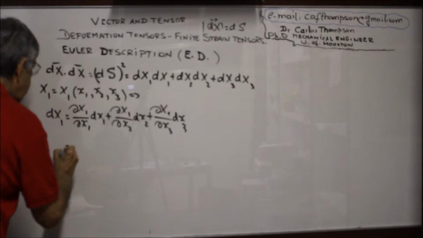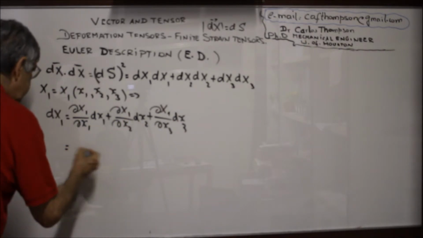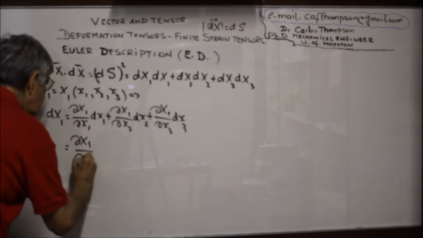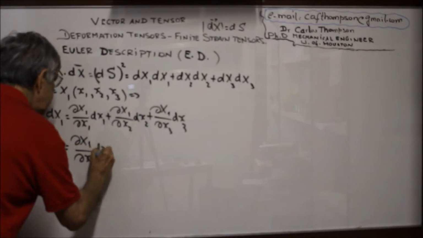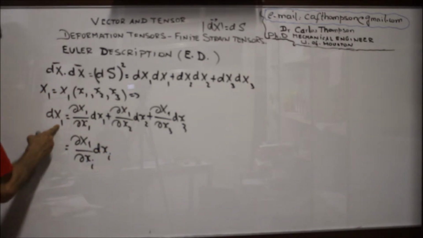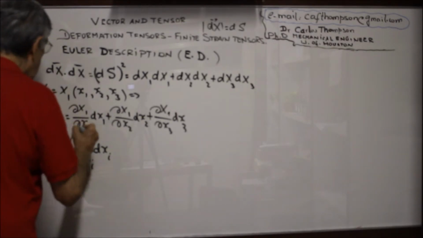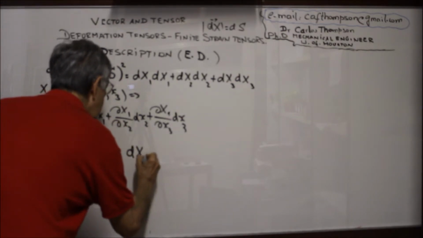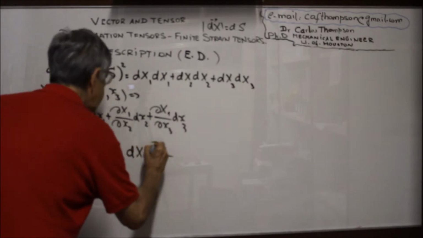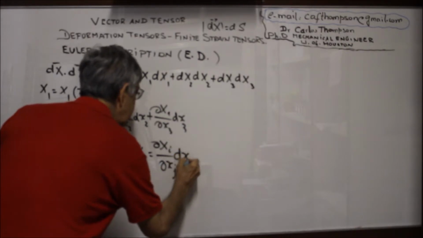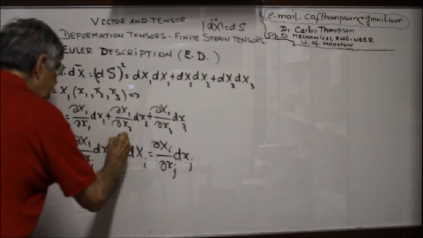So this I can write using the dummy index. This is the partial of x1 with respect to xi times dxi, so i is a dummy. Now if I substitute 1 by 2, it will be 2, and 1 by 3, it will be 3. So dxi is equal to the partial derivative of xi with respect to xj times dxj. It's quite simple here.